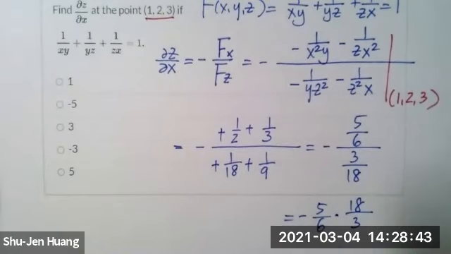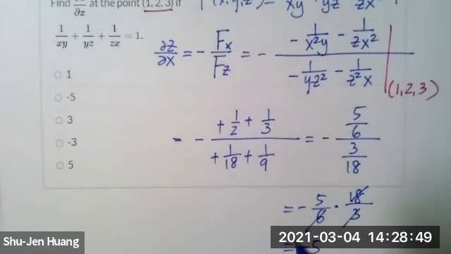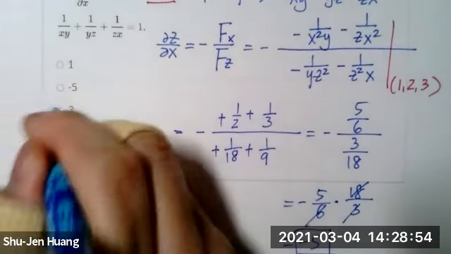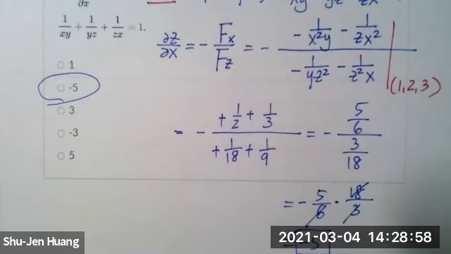So you can see 6 times 3, that's 18, cancels with 18 here. So the final answer is -5. Is that good? So the partial derivative at the given point, we got -5 here.